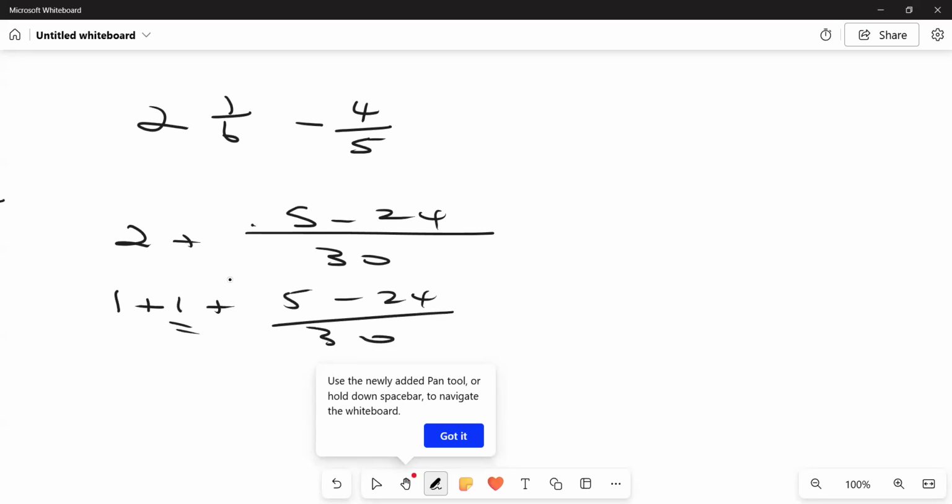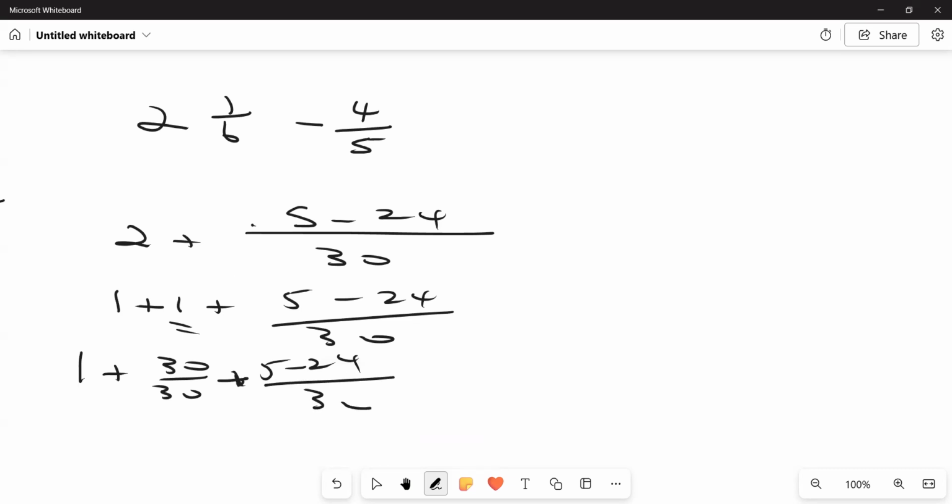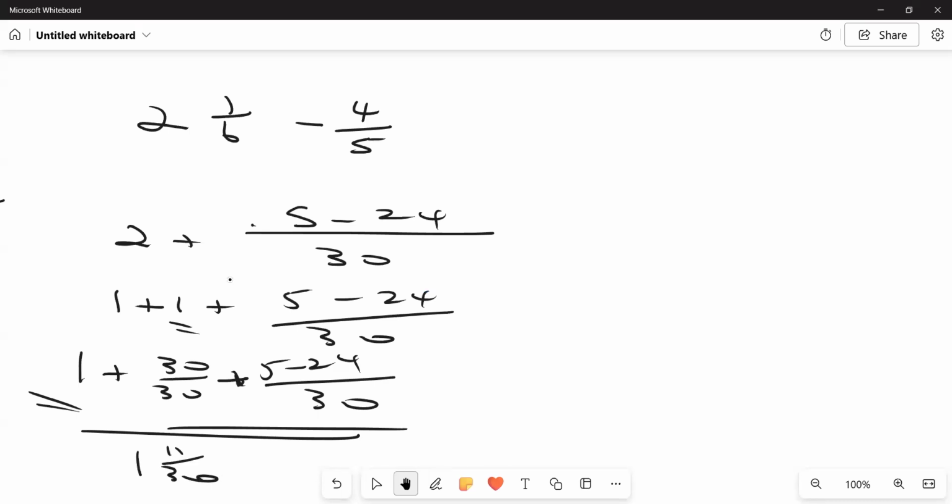This one, you're going to write as 30 over 30 plus 5 minus 24 over 30, right? And you do the same procedure, but the 1 remains there. So when you finish, your answer will be 1 and 11 over 30. Right? So not always will you have, remember, you have more than 1 here now, right? So you only need 1 to convert to help this 5, right?